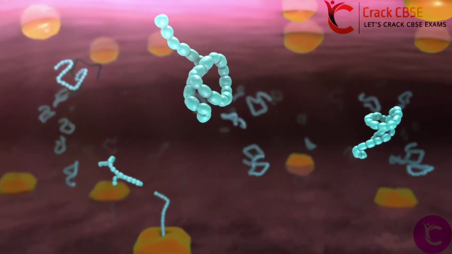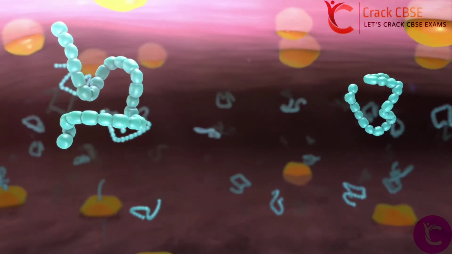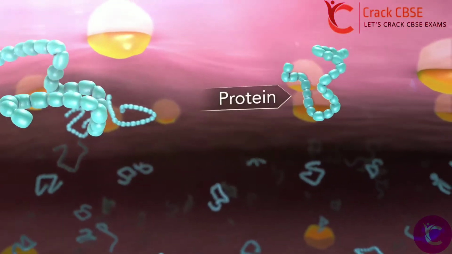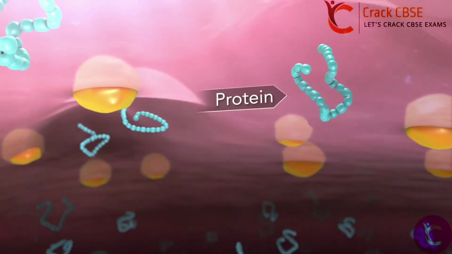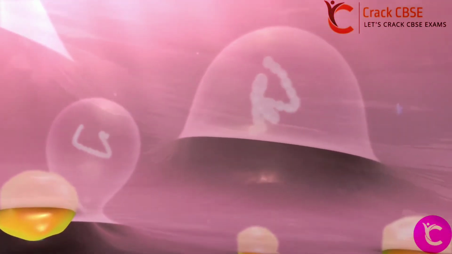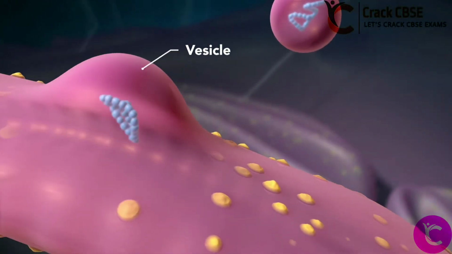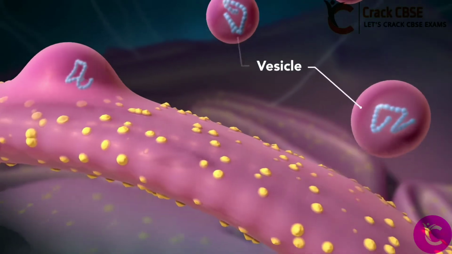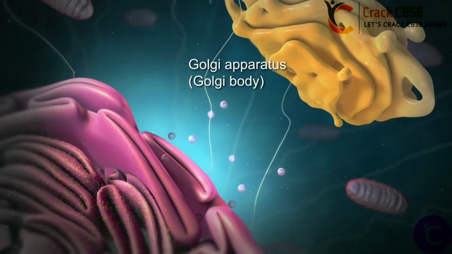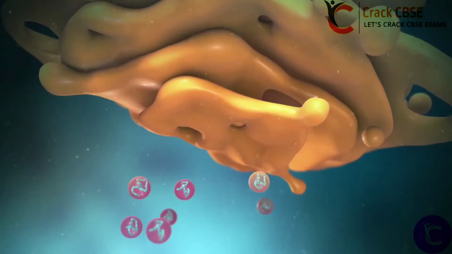The endoplasmic reticulum is a membrane-enclosed passageway for transporting materials, such as the proteins synthesized by ribosomes. Proteins and other materials emerge from the endoplasmic reticulum in small vesicles, where the Golgi apparatus, sometimes called the Golgi body, receives them.